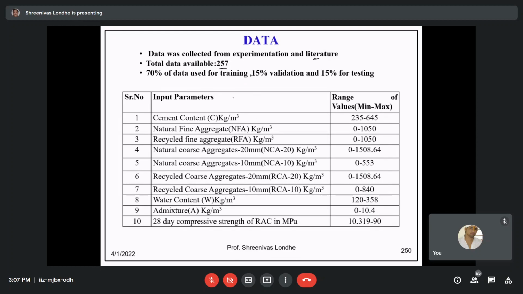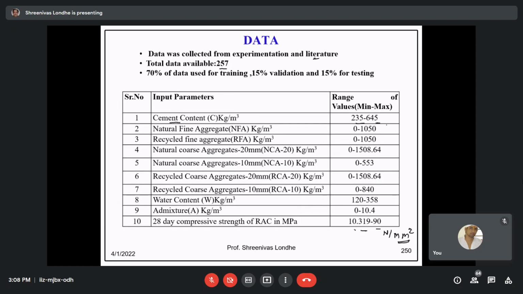Now let us see this particular data. As highlighted earlier by my colleagues also, when you use any type of such tool, basic domain knowledge is of a lot of importance. The pattern of the data is also very important. You can see here the cement content was around 235 to 645. That's quite a range. And with other parameters as well, see the 28-day compressive strength in Newton per mm square: the range of the strength is between 10.319 and 90 Newton per mm square. This is quite a large range.